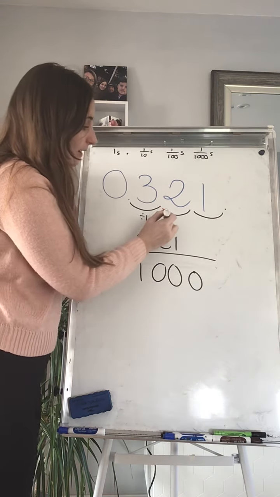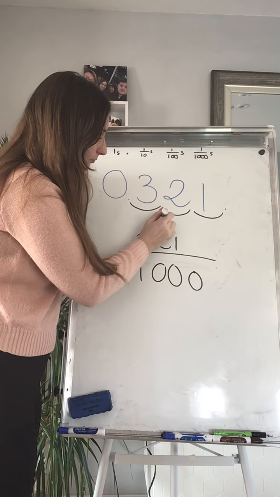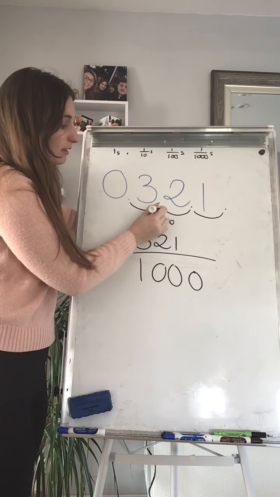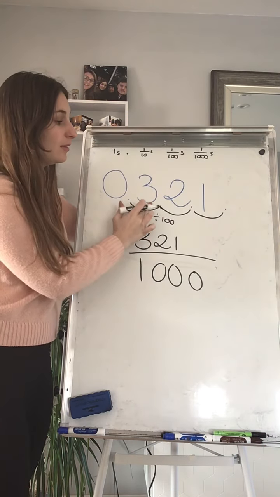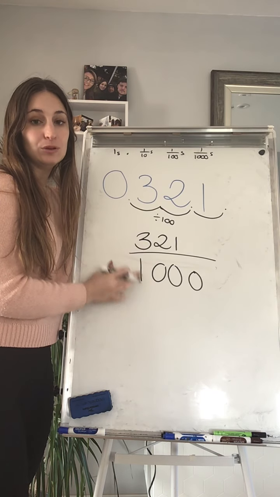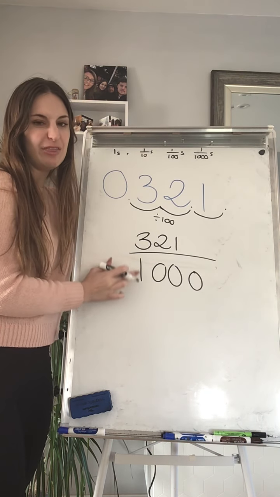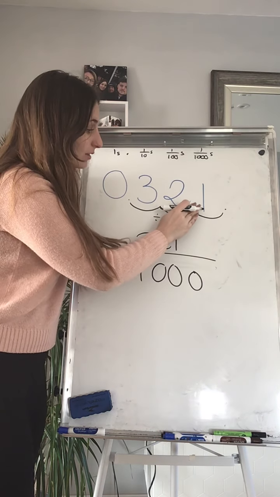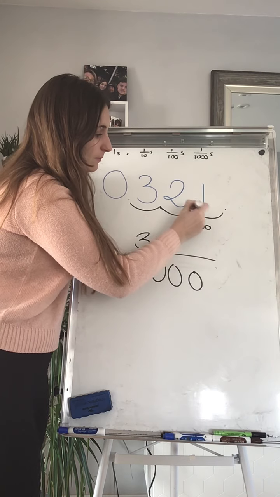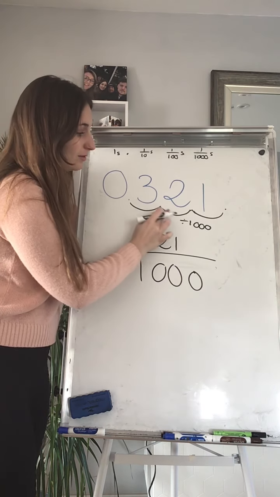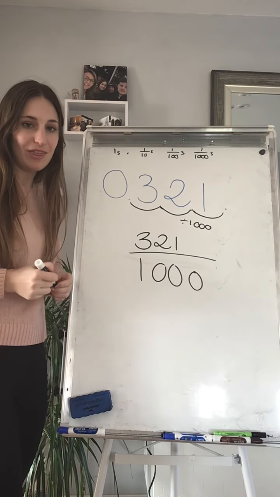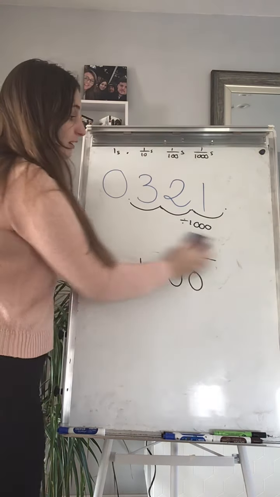If I divide it by 100, can you see how it will go 1 and 2, and it will be 32.1 out of 100, hundredths. So I do need to divide it by 1000. So I have 1, 2 and 3, and then I can get 321 thousandths. Okay, really easy, isn't it?